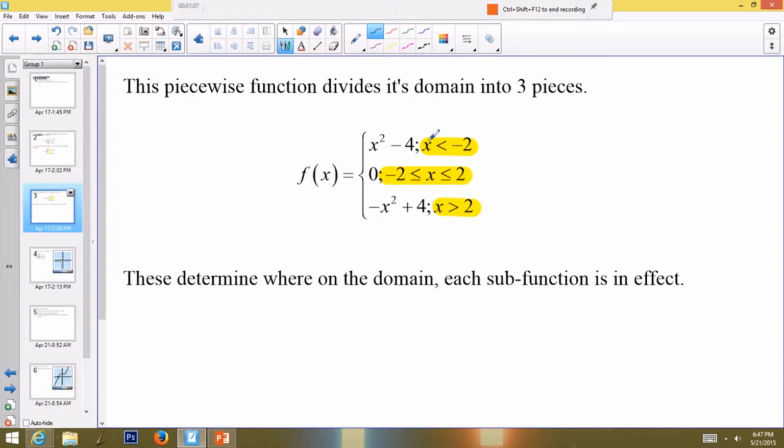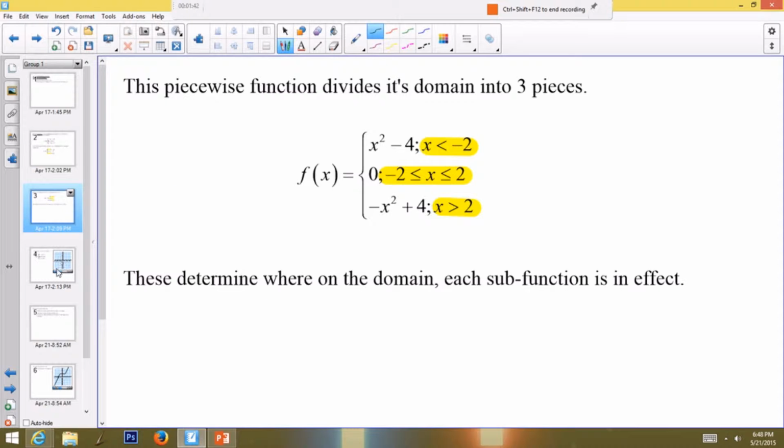For the values of x that are less than negative 2, we are going to plug all of those values into this first subfunction. For the values of x that lie between negative 2 and positive 2 inclusively, we are going to graph 0. And for the values of x that are greater than 2, we are going to graph the function negative x squared plus 4. So these determine where on the domain each subfunction is in effect.